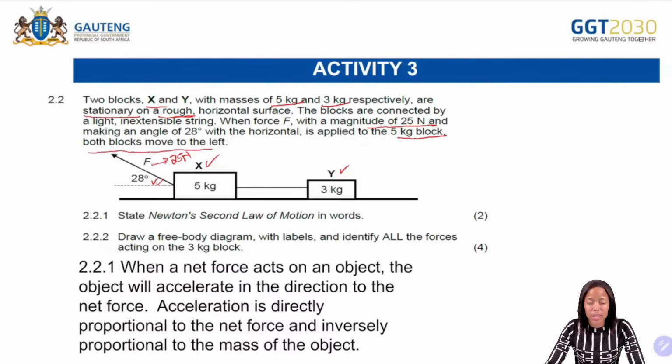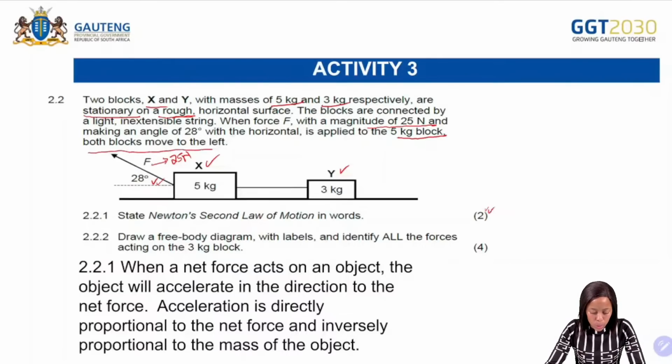Okay, so the first one says 2.2.1, state Newton's second law of motion in words. We already said when a net force acts on an object, the object will accelerate in the direction of the net force, with an acceleration directly proportional to the net force and inversely proportional to the mass of the object. Remember, for a definition, it's going to be 2 marks or nothing, and you define according to the examination guideline.